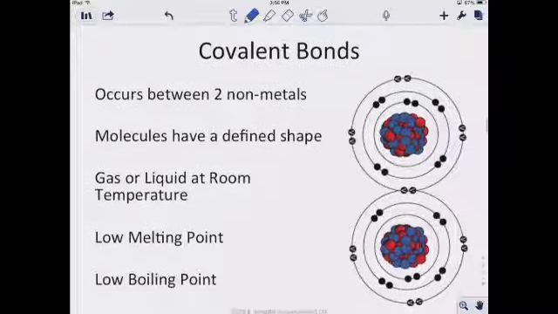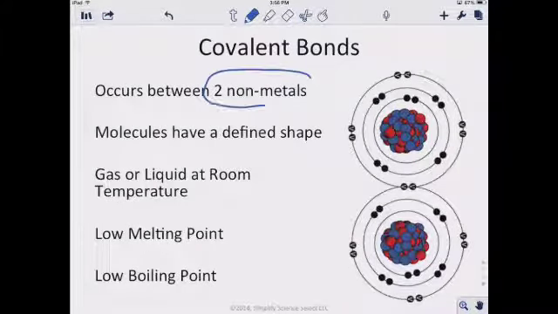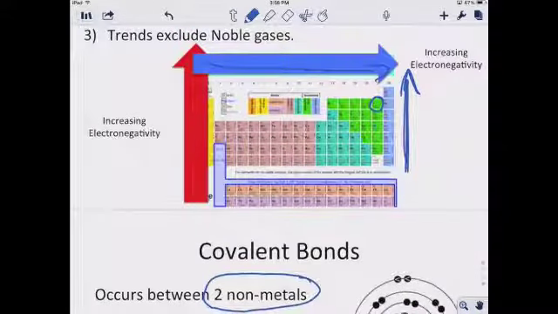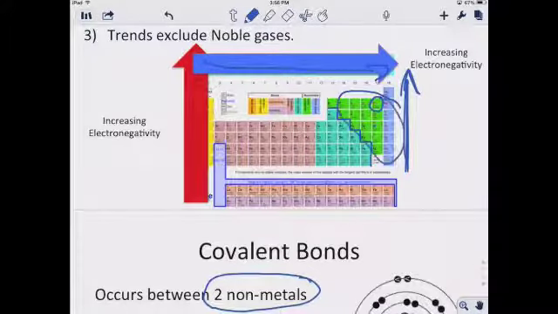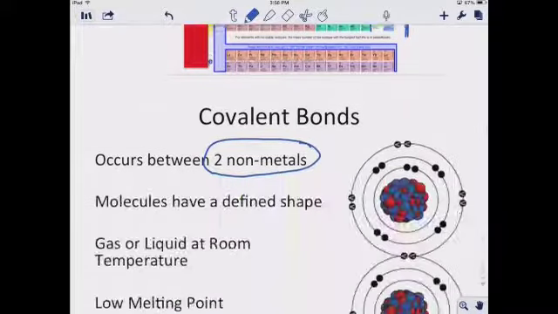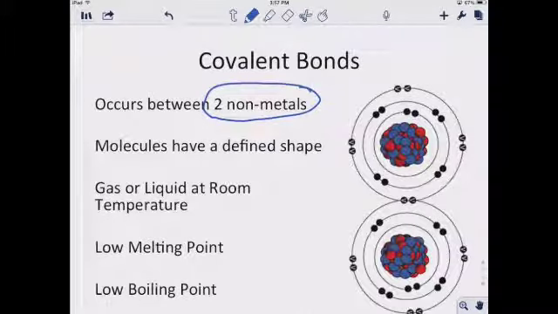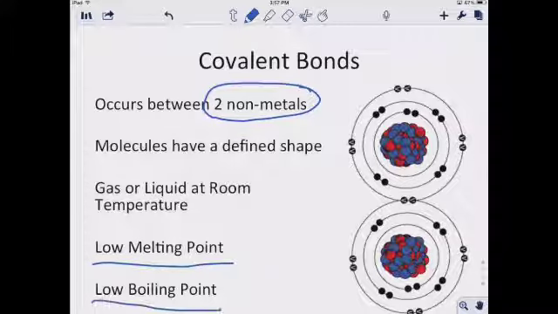So a covalent bond occurs between 2 nonmetals. So when we're looking at the periodic table, here's our stair step, and it occurs between 2 things on the right side of the periodic table. It occurs between 2 nonmetals, and the molecules have a defined shape. So our molecule is going to have a very specific shape. They are gases or liquids at room temperature. They have very low melting points and very low boiling points. They don't have really strong intermolecular forces. They don't have a lot of things holding molecules close to each other.